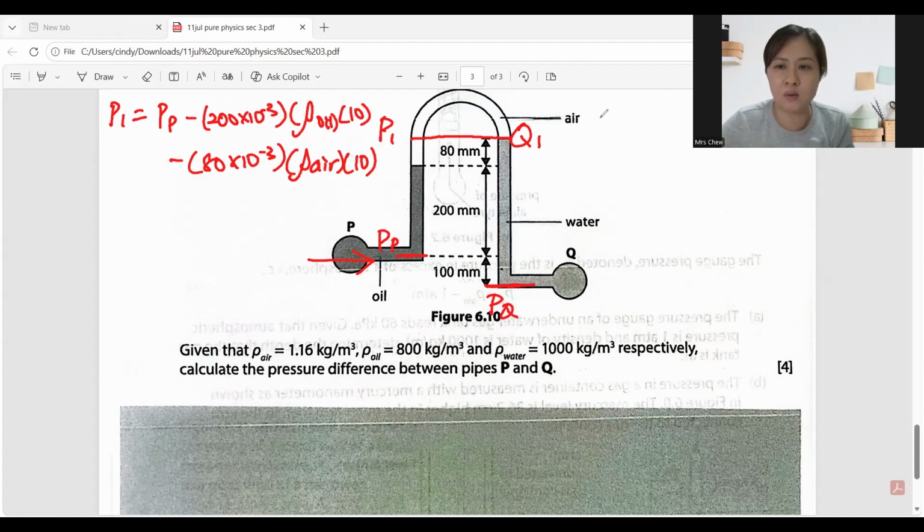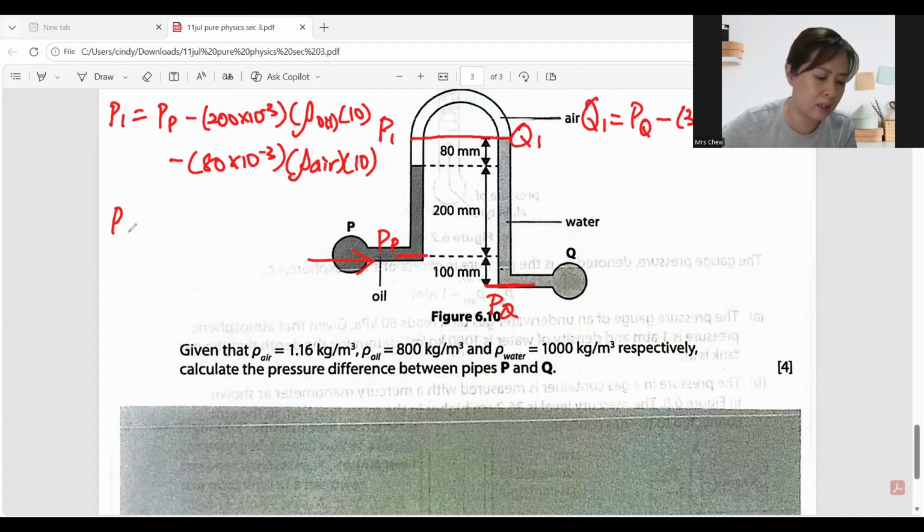Now what about Q? So Q side here, this one is pressure of Q. And then the whole thing is just 380 times 10 to the power of minus 3. And then this whole thing is water, right? Density of water, and then 10. Yep, that's it. Then we equate P equals to Q, right?